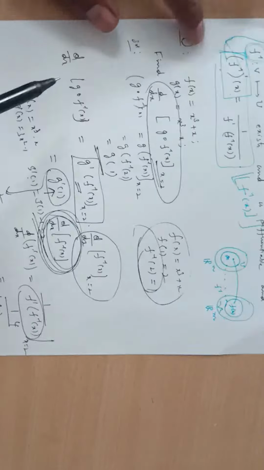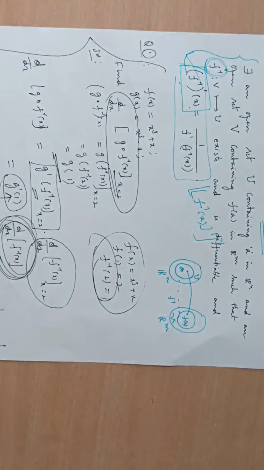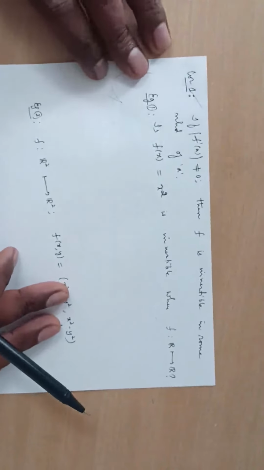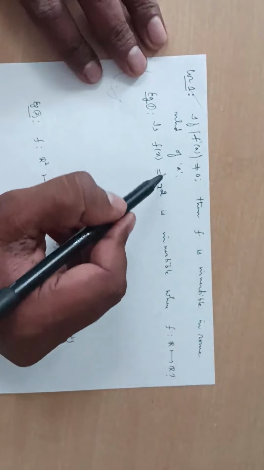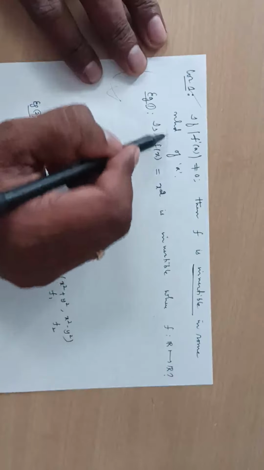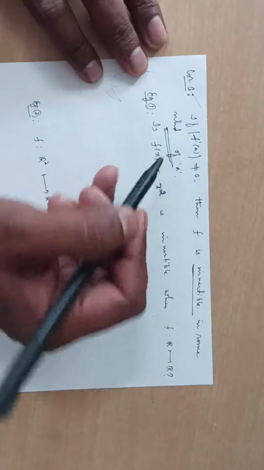Idea is clear. Likewise, they will ask some questions in this. You can solve them easily if you know the inverse function theorem. We have some corollaries to it. See, if f dash of a is not equal to 0, then we say that f is invertible in some neighborhood of a. That is, it is locally invertible at that point in that neighborhood.